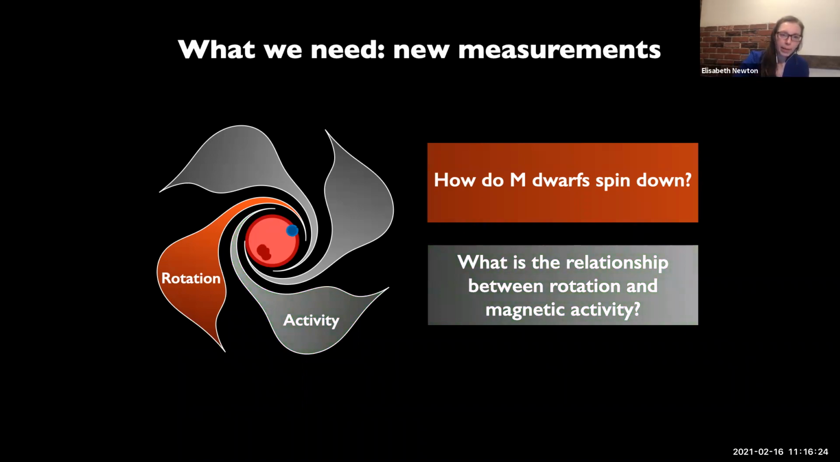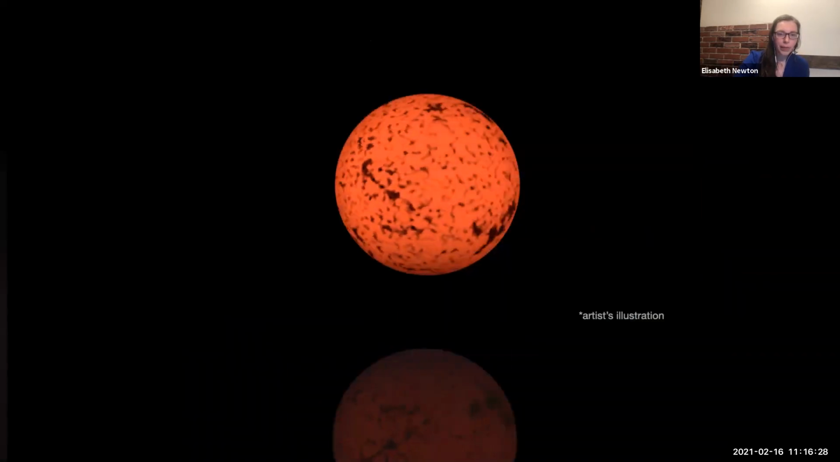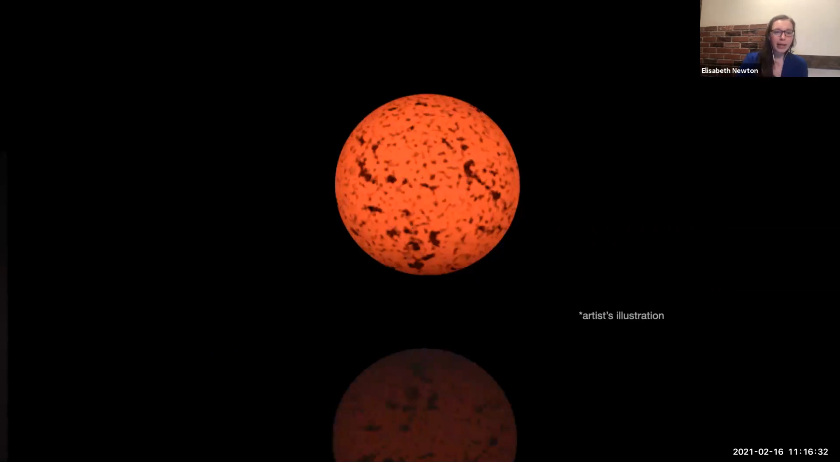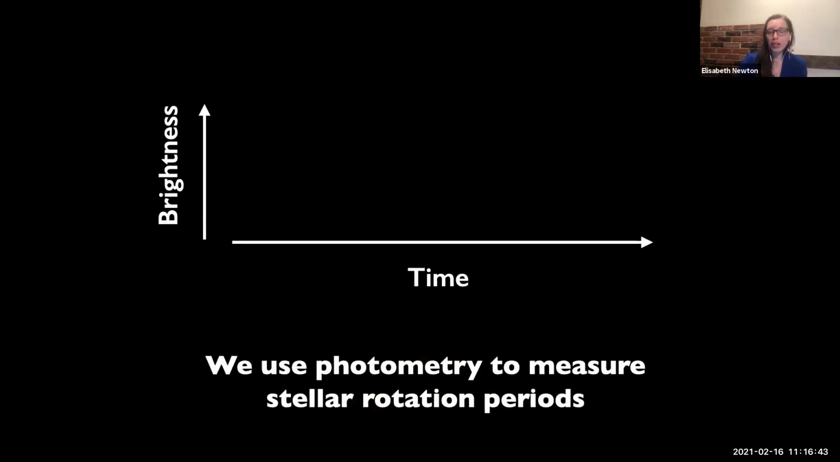All right, so I'm going to start with stellar rotation, which is really kind of the bread and butter of my research. The key behind the way that I measure stellar rotation periods is star spots. These spots modulate the brightness of the star as they rotate in and out of view. And the modulations are quasi-periodic, and so it allows us to determine the rotation period of the star.